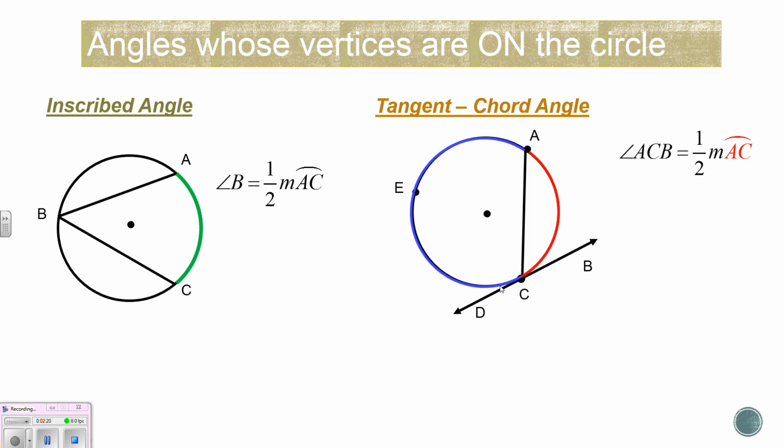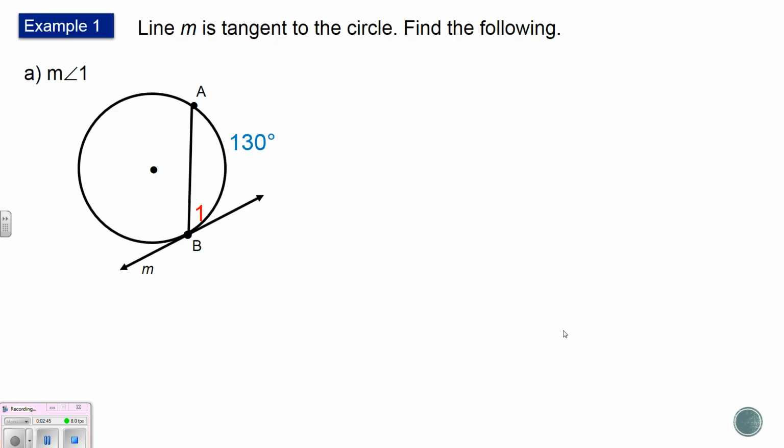So you might be asking yourself, well, what about this angle over here? Well, this is also a tangent chord angle, but it's just dealing with the bigger arc, right? The major arc. So it has the same relationship. It's half of this big arc. So you just have to pay attention to which angle you're looking at and do half of the correct corresponding arc.